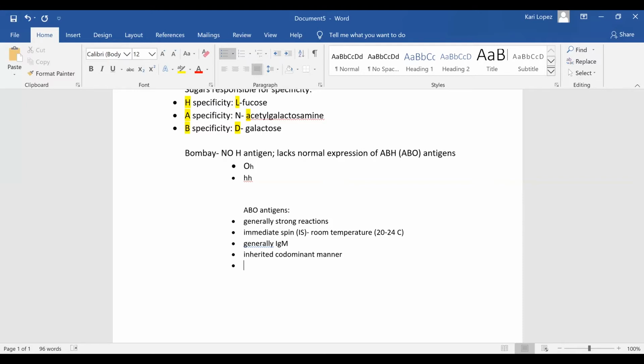ABO antigens can also activate complement. And if you've learned so far, IgM and IgG are both efficient complement activators, IgM specifically because there are so many binding sites.